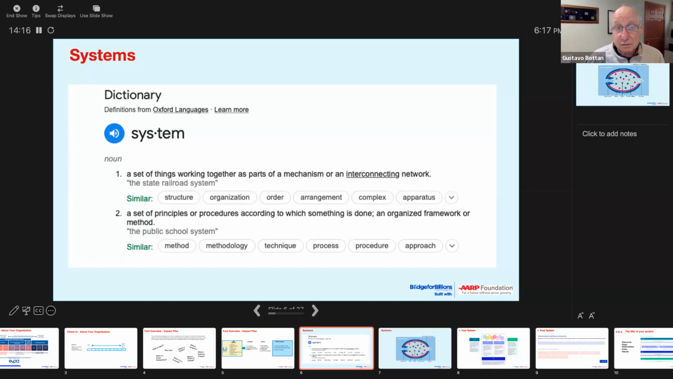In this particular case, a set of things that work together as a mechanism, and it's an interconnected network. And the example they give is the state railroad system.